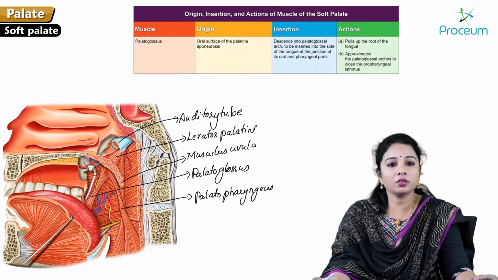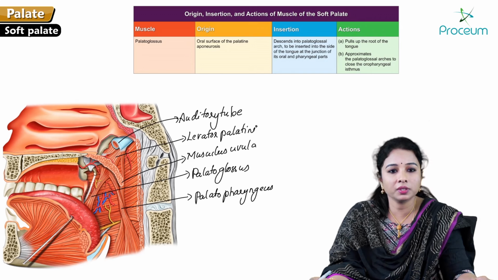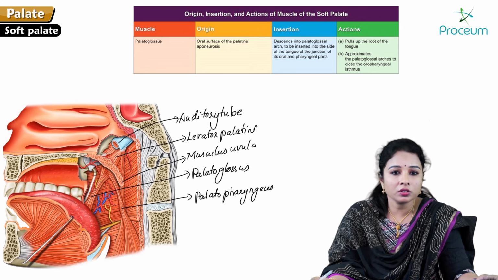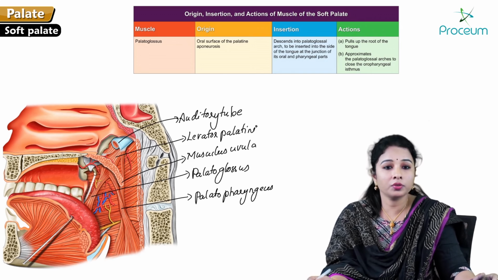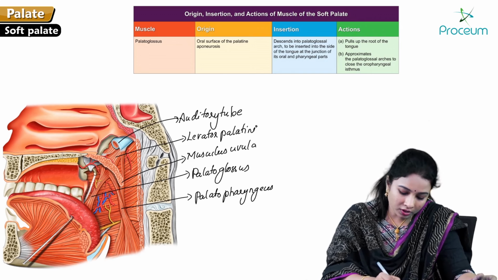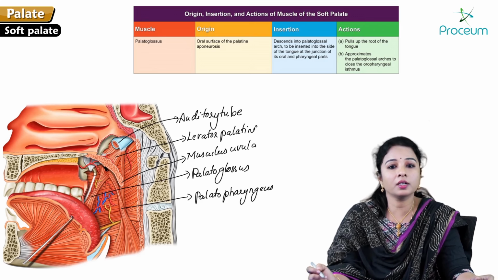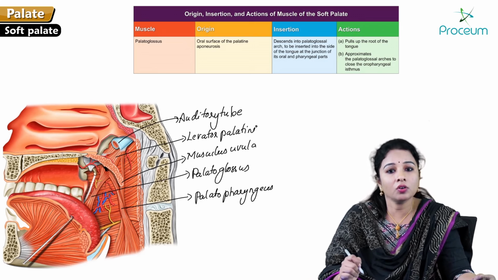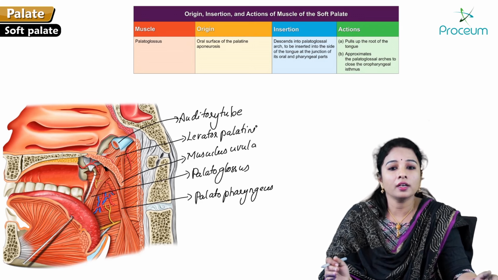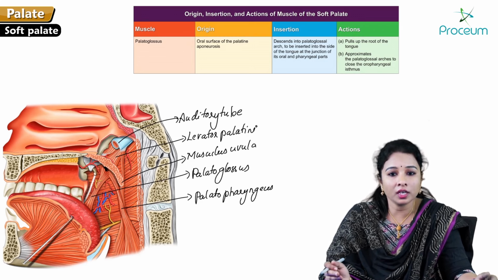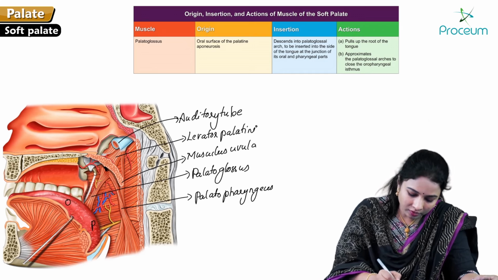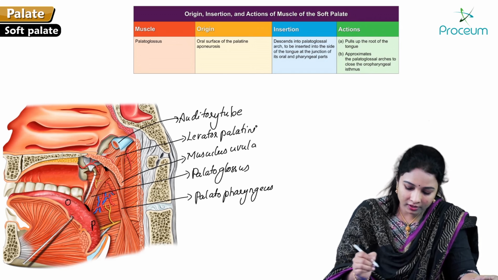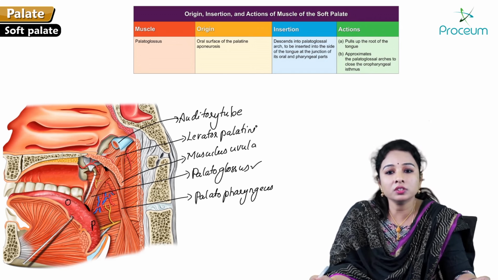Next, about the palatoglossus and palatopharyngeus muscle. Palatoglossus is present on the oral surface of palatine aponeurosis. So it gains its origin from the oral surface of the palatine aponeurosis. It descends down in the palatoglossal arch and it is inserted on the side of the tongue at the junction of its oral and pharyngeal parts. So this is the oral part and this is the pharyngeal part. Here it gets inserted. This is palatoglossus muscle.